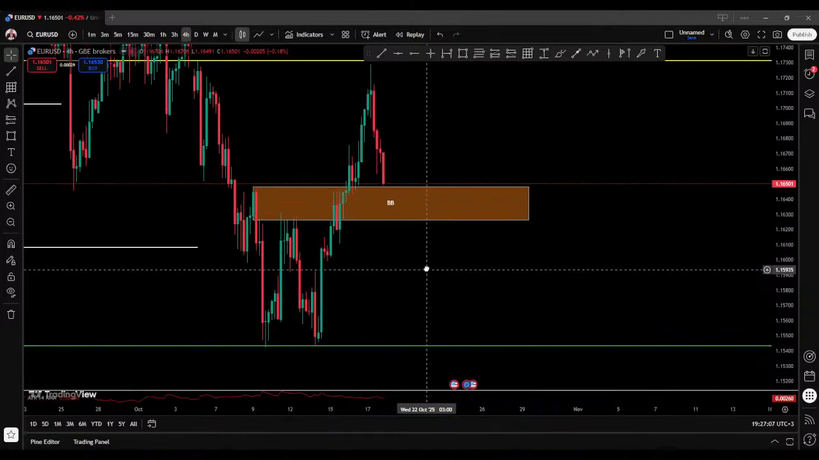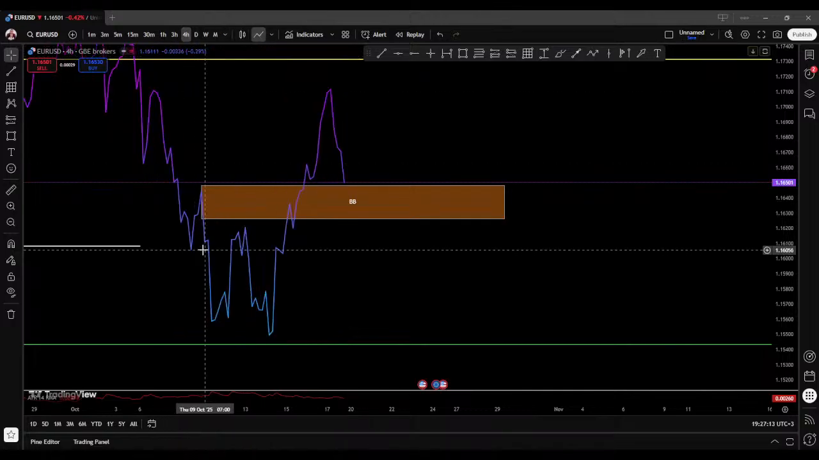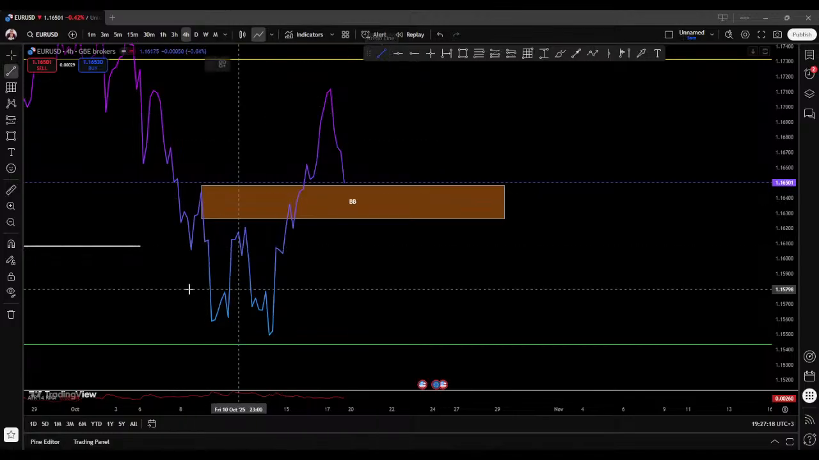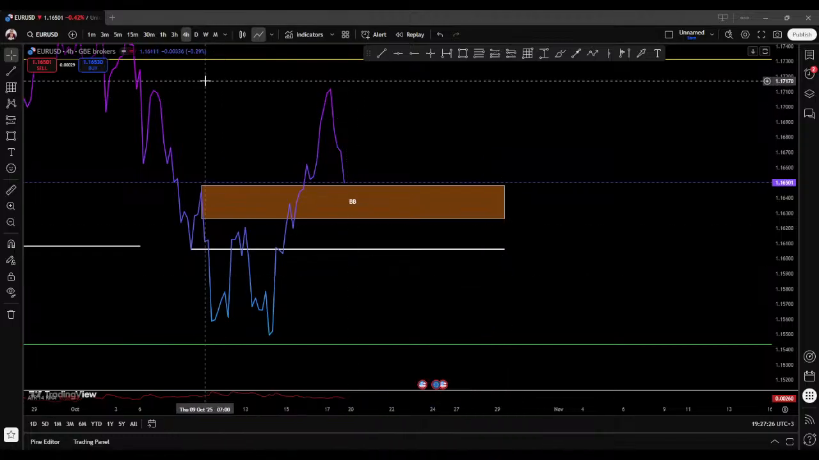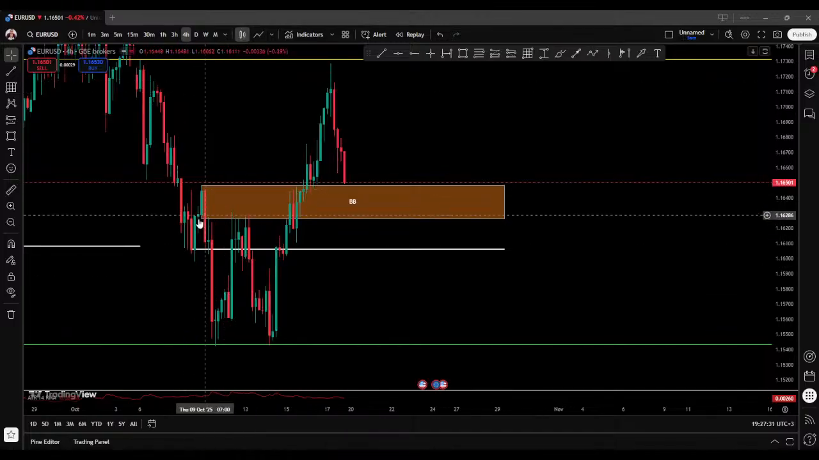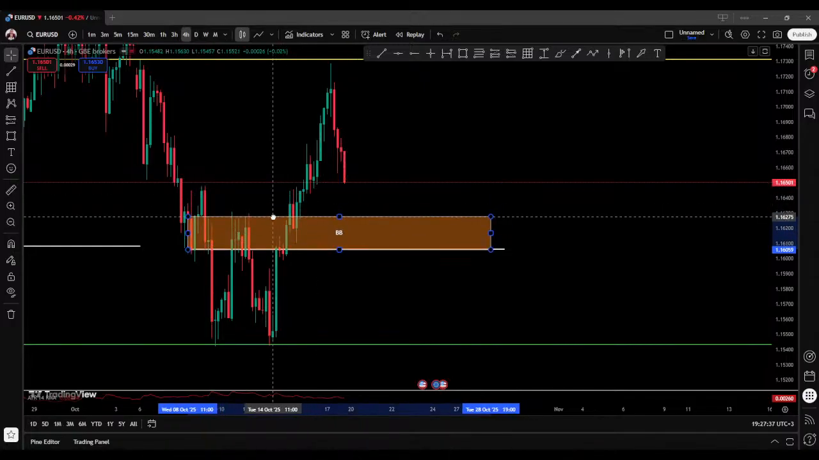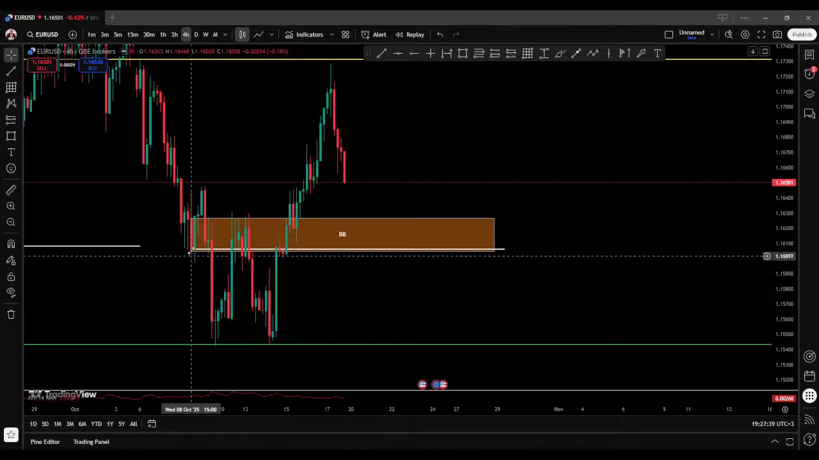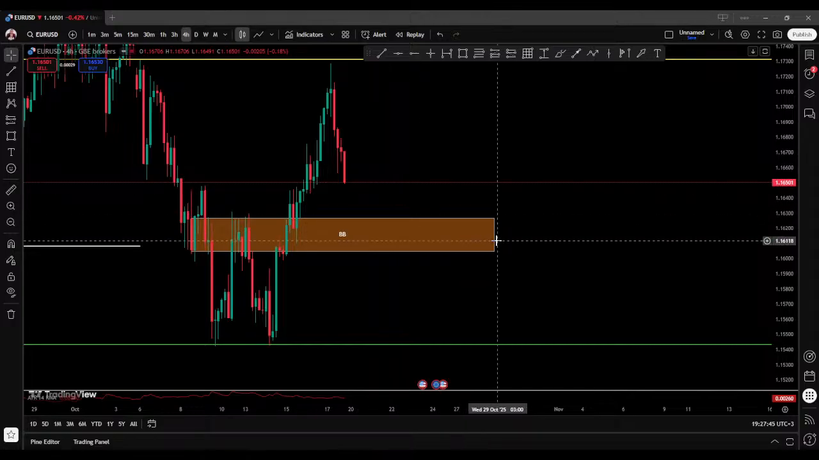And then this is where our QML level is. So we need to look for a POI around this area, where we will have the ultimate buy. So what do we have here? We have this one here. So I'll have to change this from there to here, because that is where we have our QML.